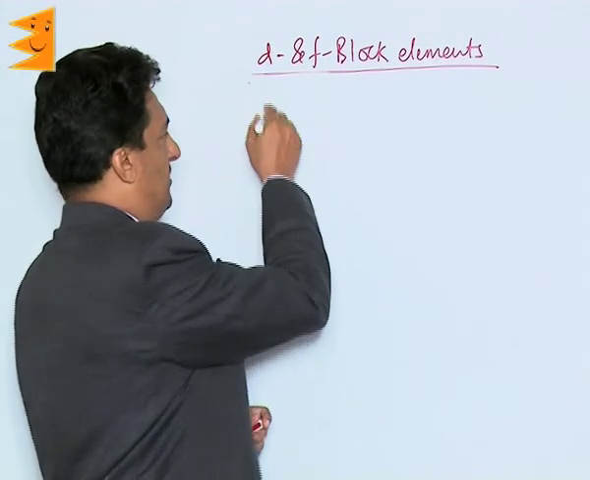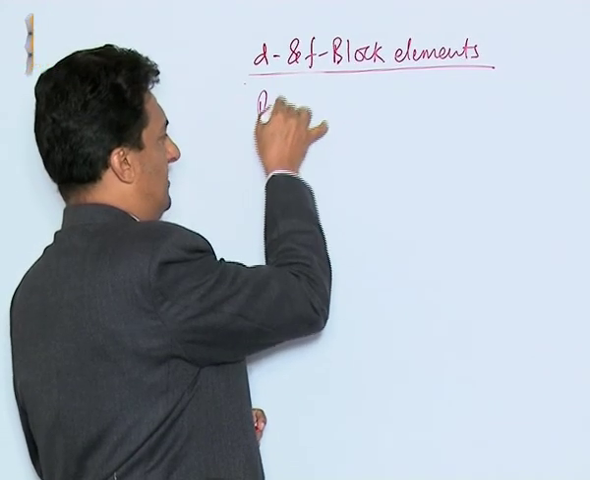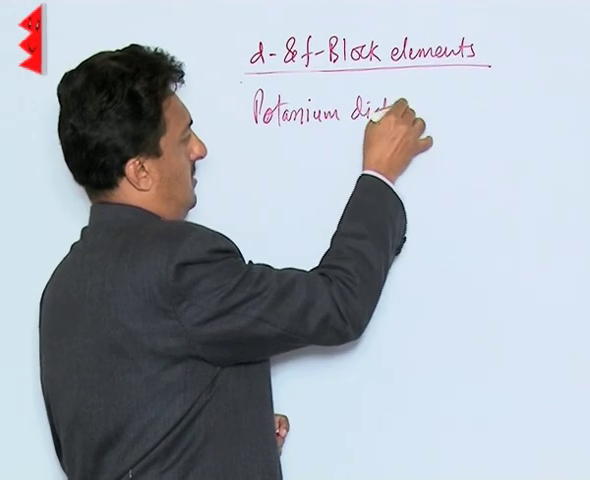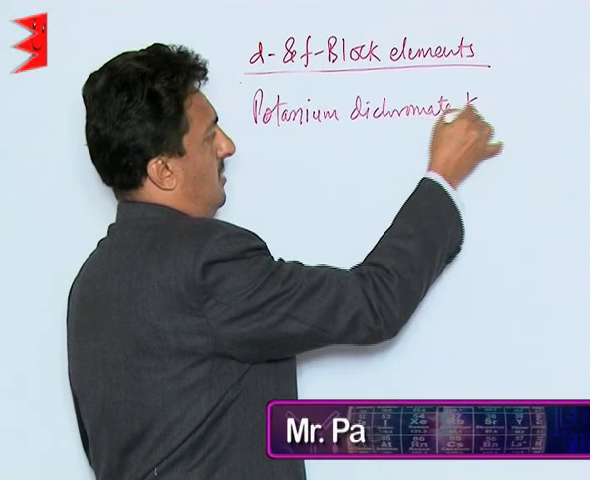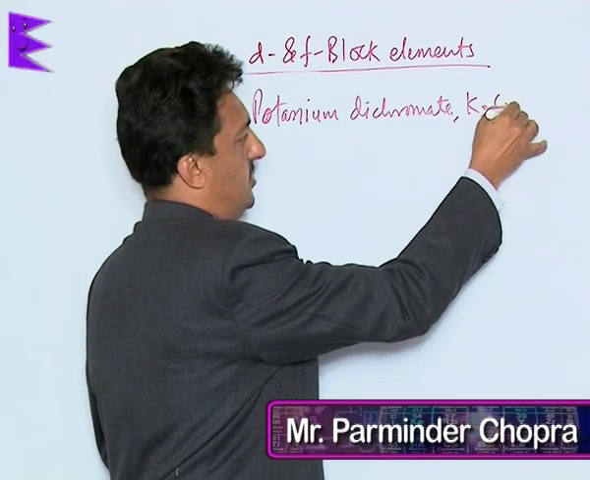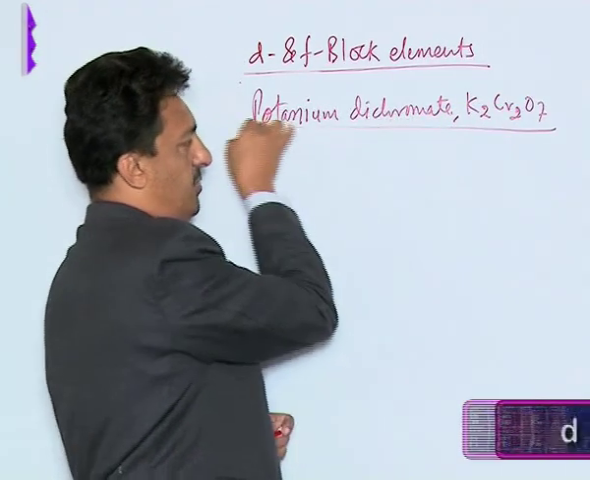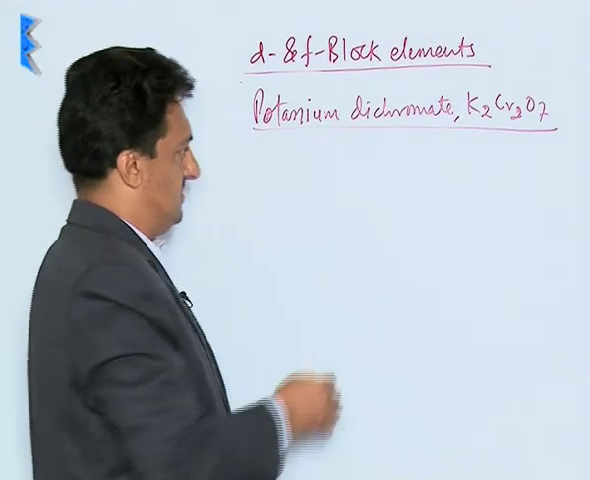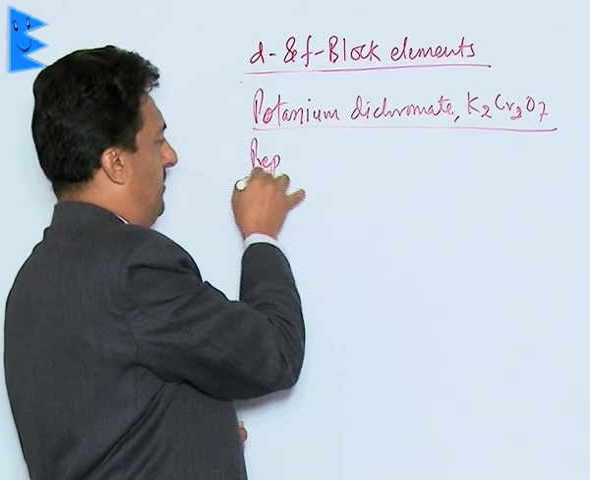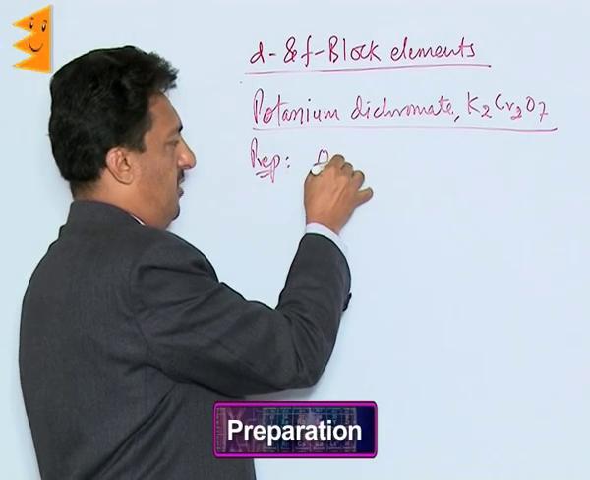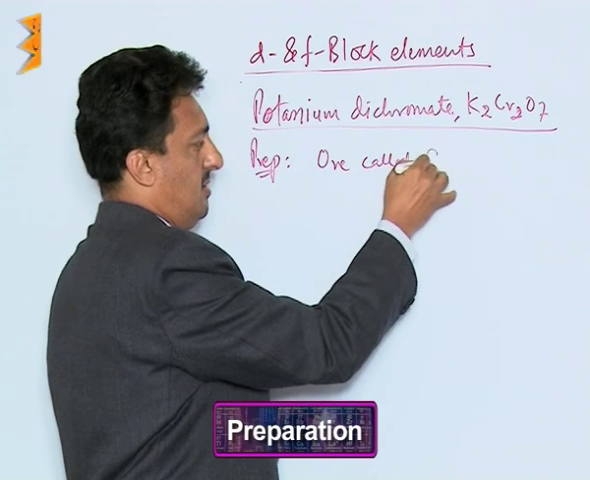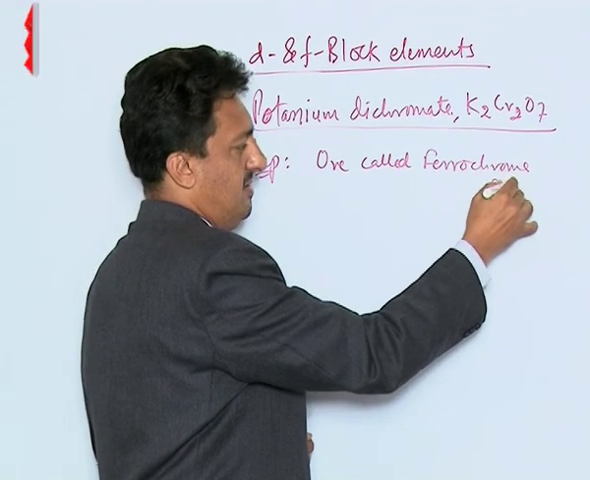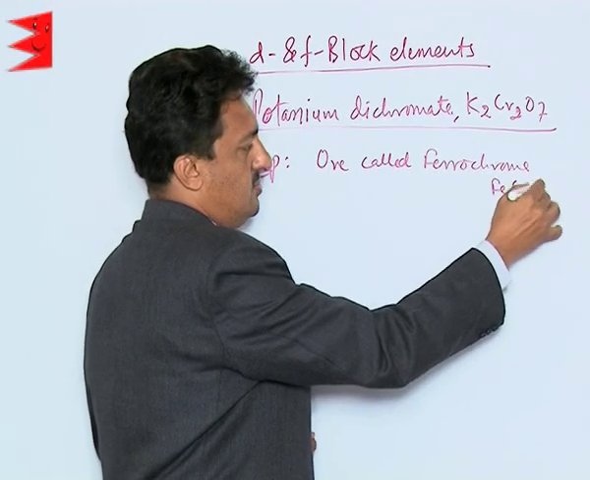Let us see now the potassium dichromate. The formula is K2Cr2O7, which is the most important oxyanion of this transition element. Let us first discuss its preparation. It's prepared from an ore called ferrochrome. The formula is FeCr2O4.